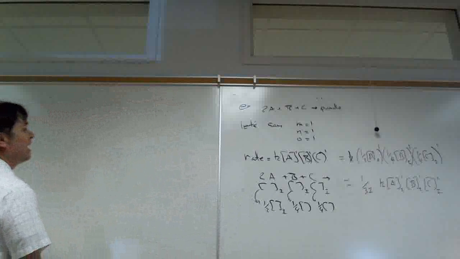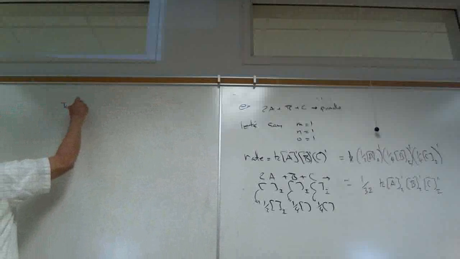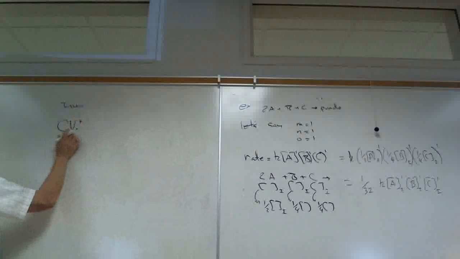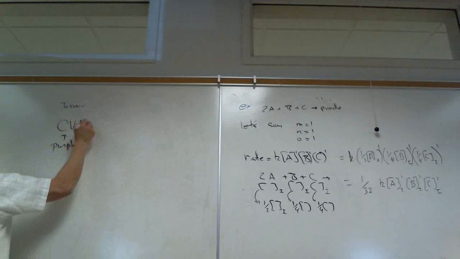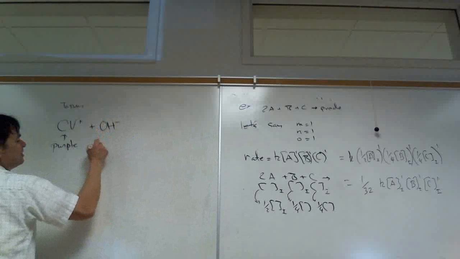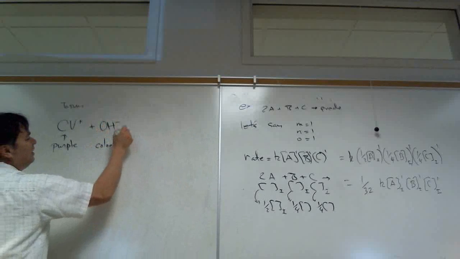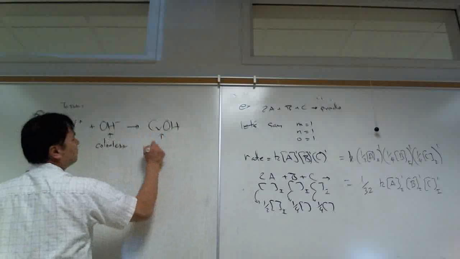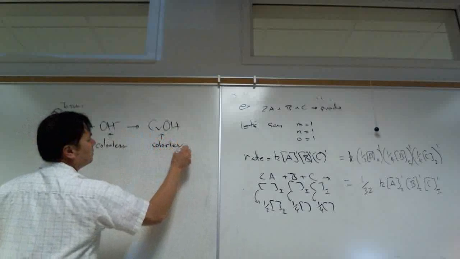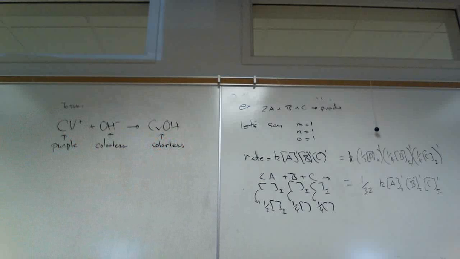All right, today's reaction, we're taking something called crystal violet, which is purple, and then hydroxide, which is colorless, and we're going to form crystal violet hydroxide, which is colorless. This is an easy reaction to follow, because what we can do is we can just look at the purple color disappear and measure that quantitatively.